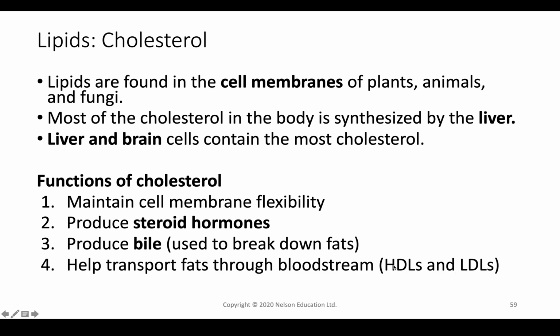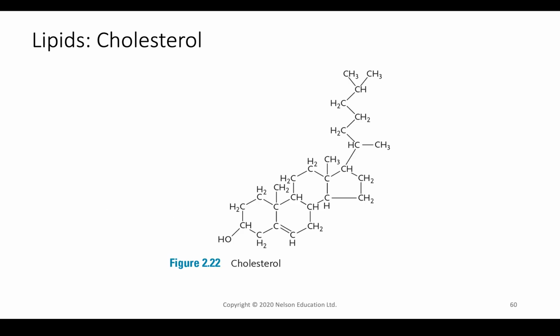All right, so we find lipids in the cell membranes of all sorts of different organisms, plants, animals, fungi, etc. We are going to have cholesterol synthesized again by the liver. So the liver is going to be producing the bile, which is a major function of cholesterol. And then also the cholesterol is going to be mainly found in the liver and the brain inside the cells. Okay, so this is what cholesterol looks like. We're going to have here three six-carbon rings, so those are called hexamers, and then one five-carbon ring, that's called a pentamer.